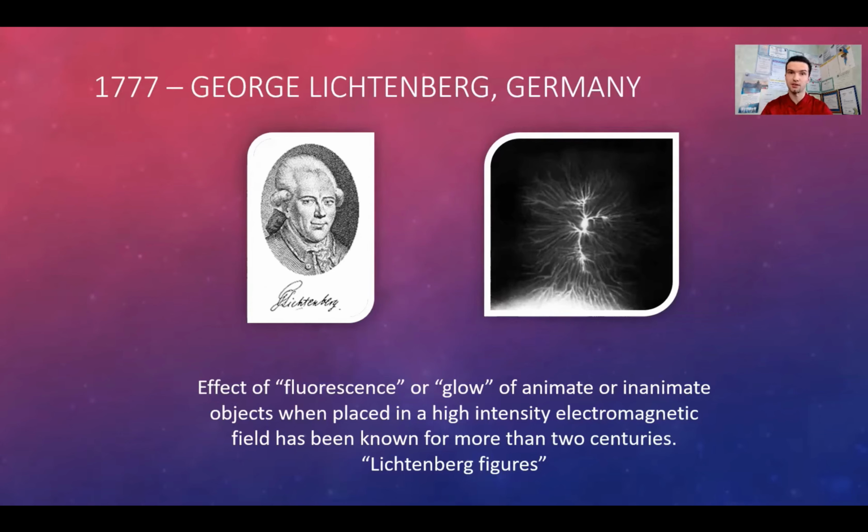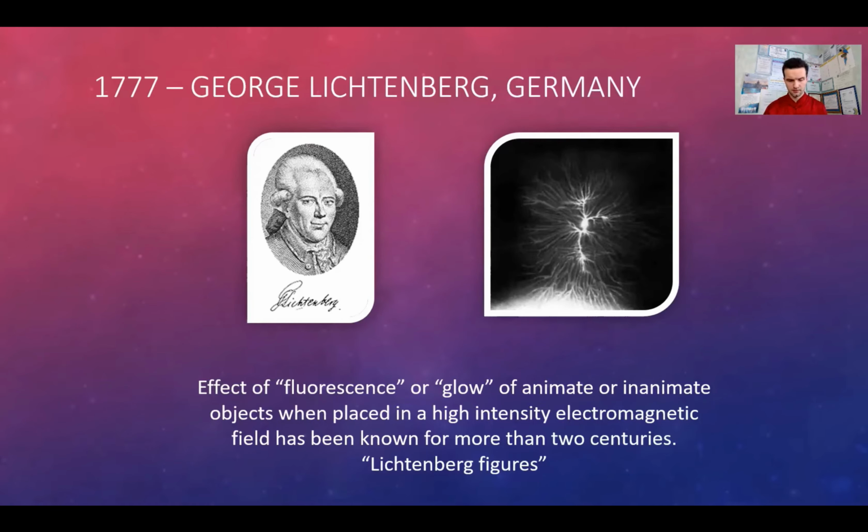and then he made different types of experiments, not with a hand, but with different types of conductive objects, showing that in a high intensity electromagnetic field, the glow appears around animate or inanimate, living or non-living objects. They should simply be conductive. So these first pictures are known as Lichtenberg figures.